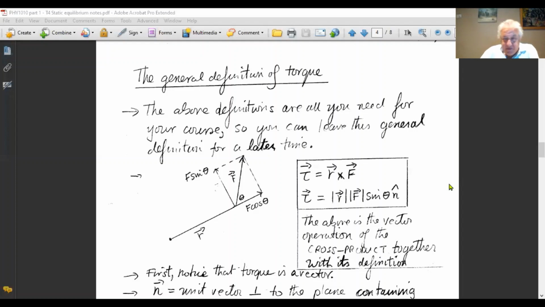at a later time. So the proper definition is that torque is R cross F. Now the definition of the cross product is the magnitude of the vectors multiplied by the sine of the angle between them. So I extend the line of action of R, and this is the angle between the two vectors. Now the direction of the torque is given by the unit vector. And this unit vector is perpendicular to the plane that contains R and F. And its direction is given by the right-hand rule, which I'll show you below.